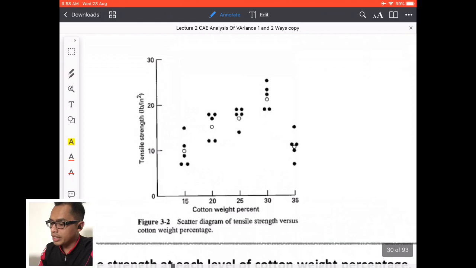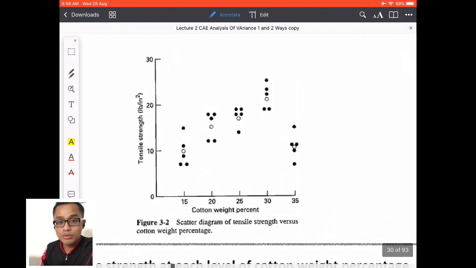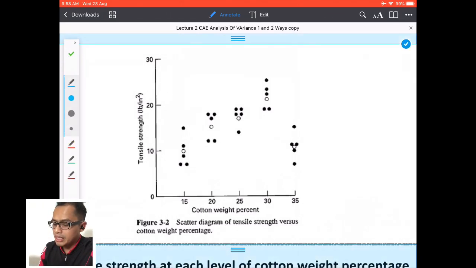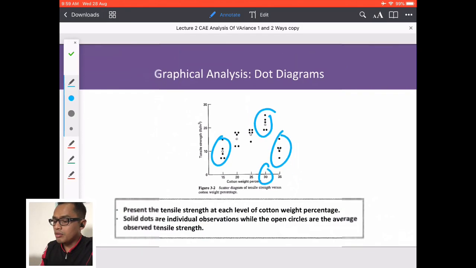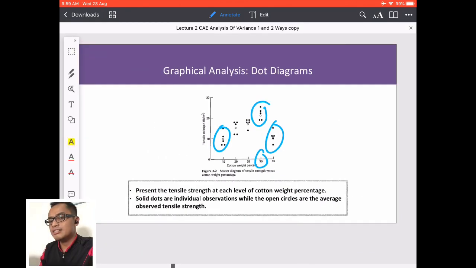Another way to see this is using this one, the dot diagram. The dot diagram also shows the same thing. 30% will be the best, and the least amount will be maybe 15 and 35%. So how about if we introduce a statistical way to do a cost analysis, to see which one of these weight percentages is actually better?